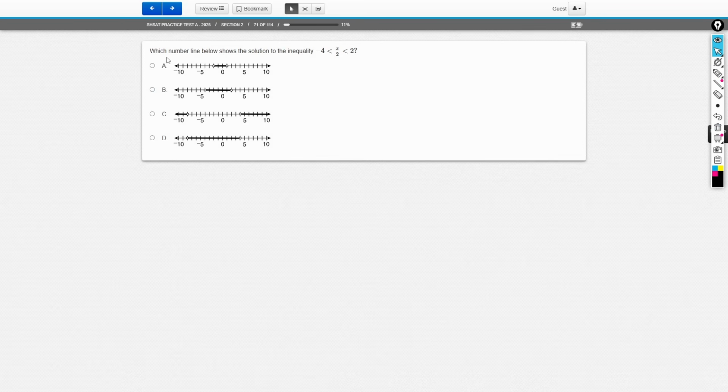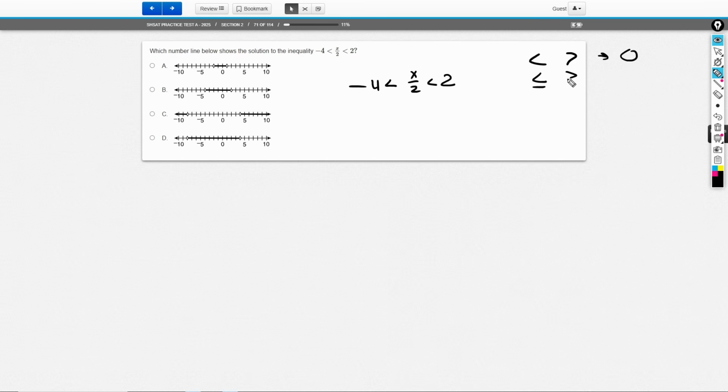All right, next it asks us which number line below shows the solution to this inequality. And the inequality here is negative 4 is less than x over 2, which is less than 2, okay? So some inequality rules, first of all. Whenever you have a less than or a greater than sign, that always corresponds to an open circle. Whenever you have a less than or equal to sign or a greater than or equal to sign, that corresponds to a closed circle on a number line, okay?